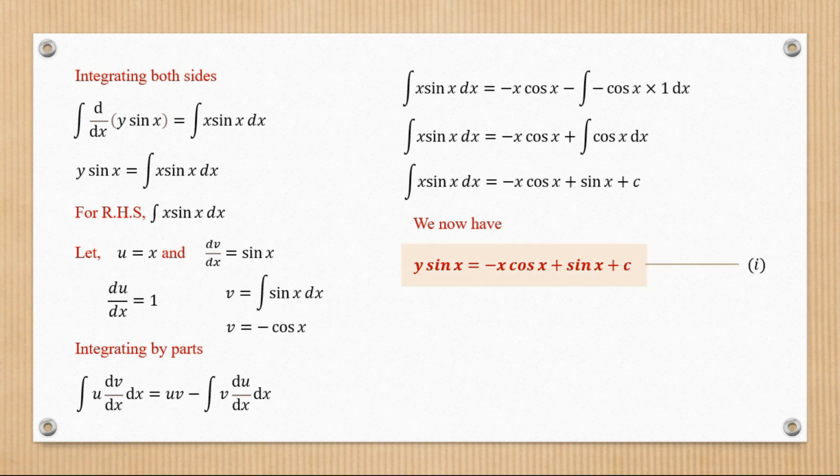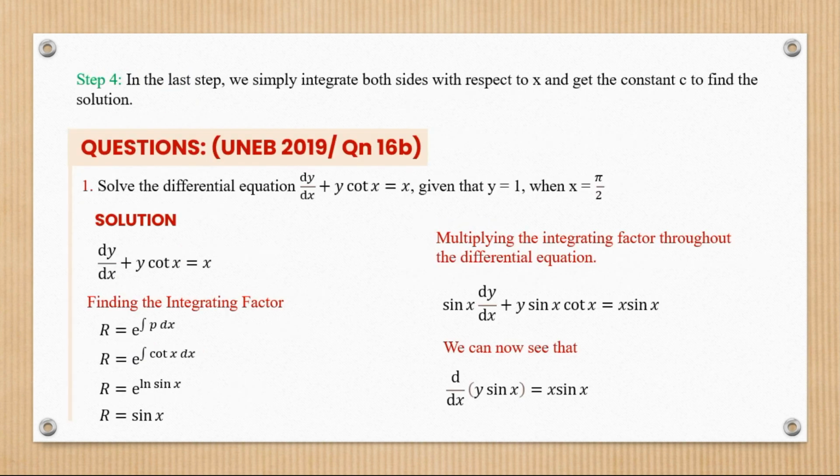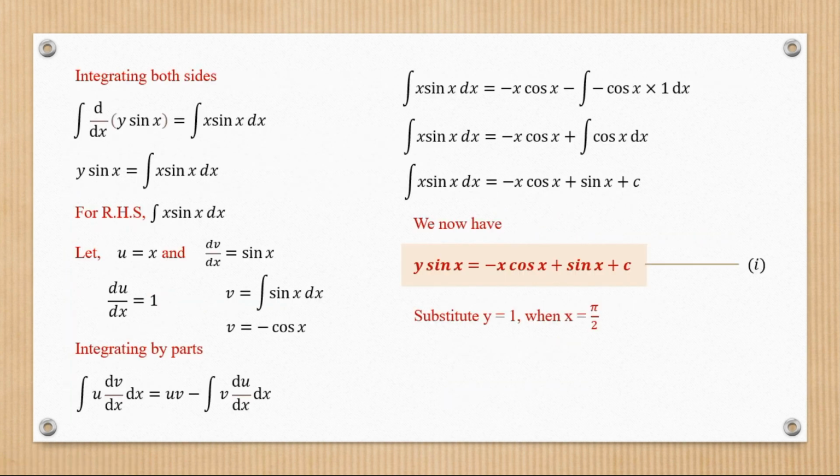Now that we have that, we can consider what conditions have been given. In the question we're told, given that y is equal to 1 when x is equal to pi/2. So we're going to substitute y = 1 when x = pi/2. Where there is y, we're going to place 1.